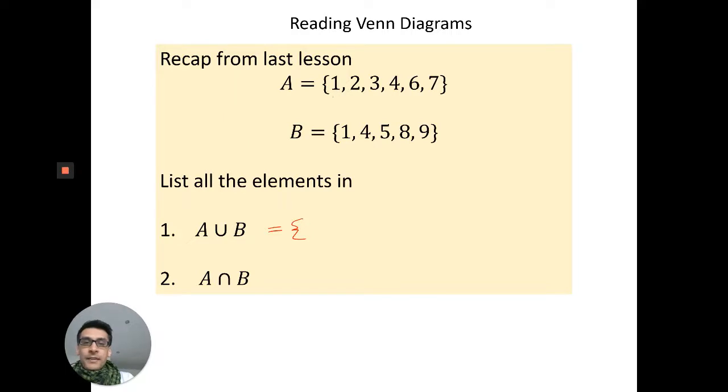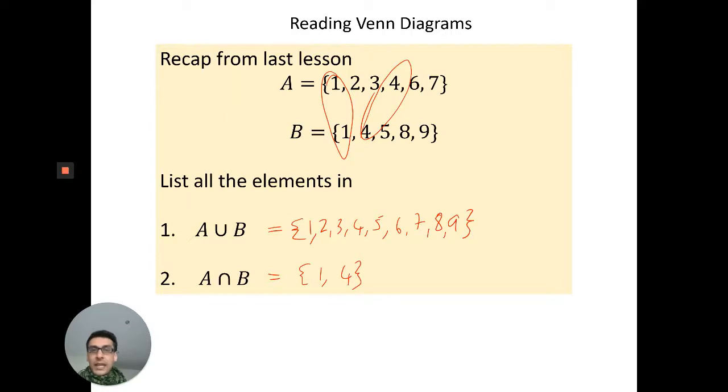Okay, so for A union B, you should have got everything in A and everything in B. So you can see that 1 is common to both. We don't need to write it twice, we just write it once. And then you can see 2, 3, 4, 5. They both have 4s as well. 5, 6, 7, 8, and 9. And then for A and B, well, what's common to A and B? Well, it's going to be 1 and 4. So curly brackets, 1 and 4.